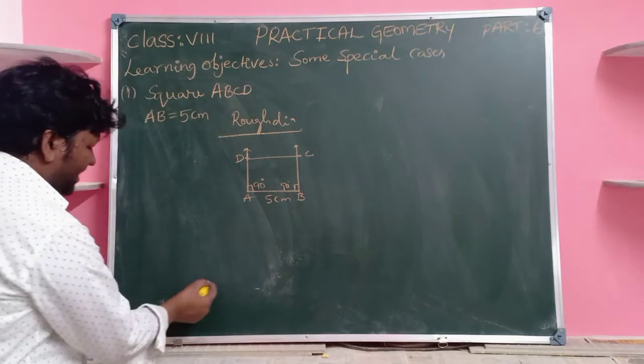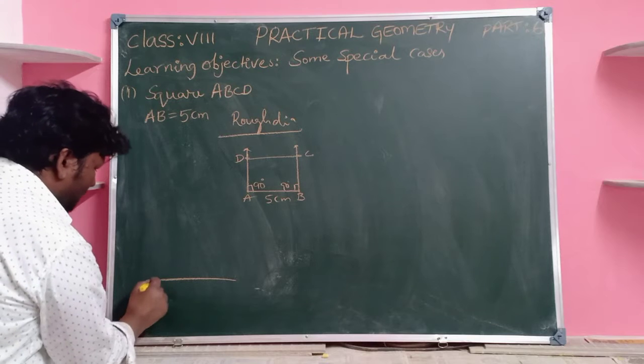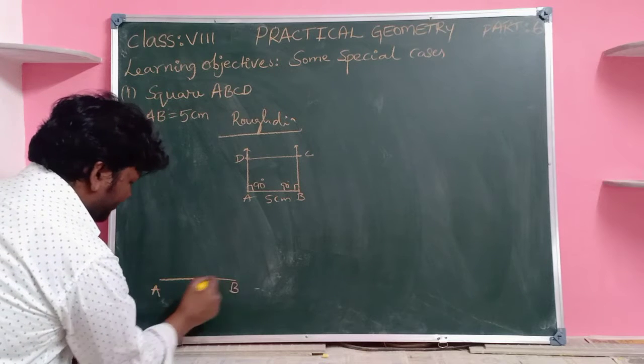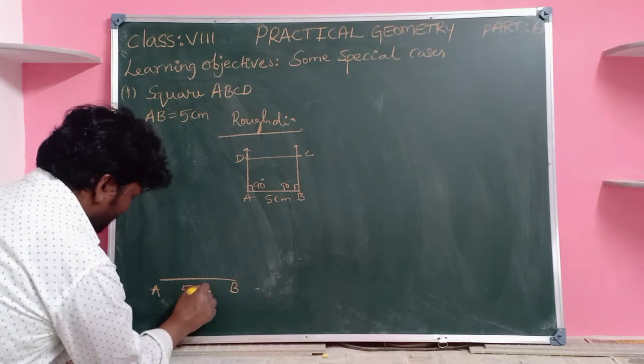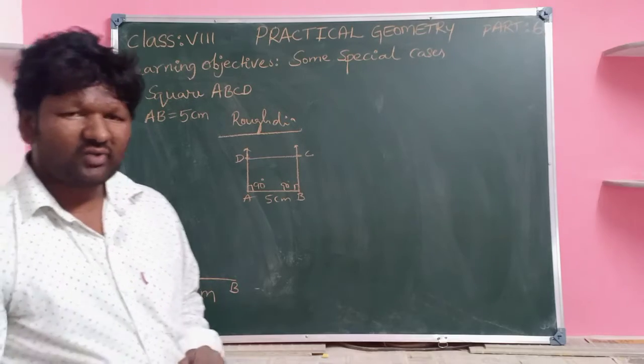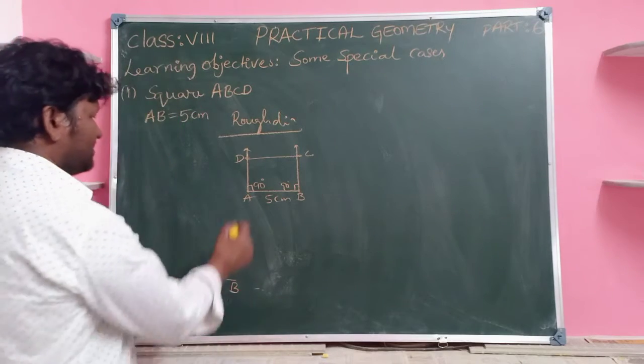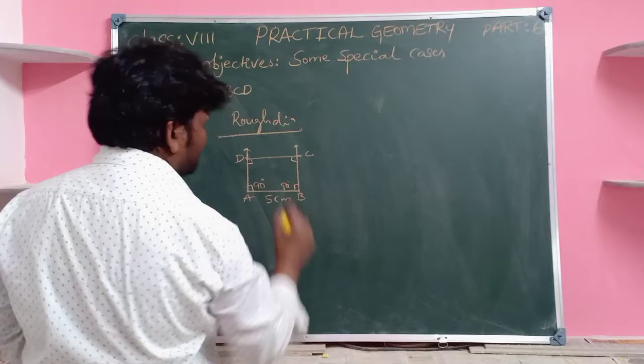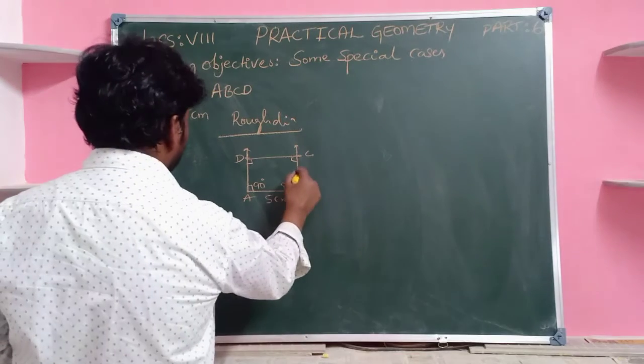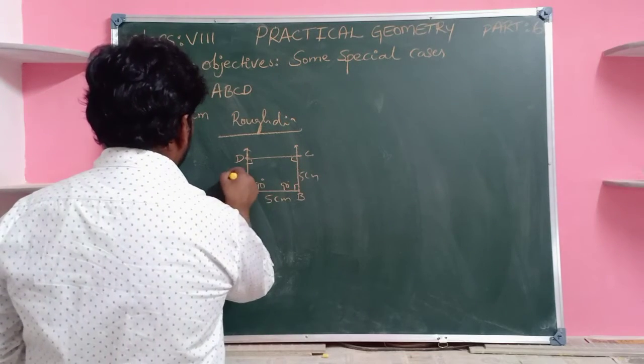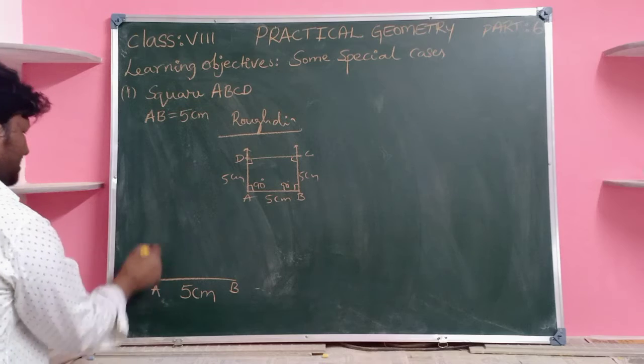Okay, so see the main diagram. AB is equal to 5 centimeter. Then in a square all angles are equal, each angle is equal to 90 degrees. So here is 5, here also 5. Now I will construct 90 degrees here.